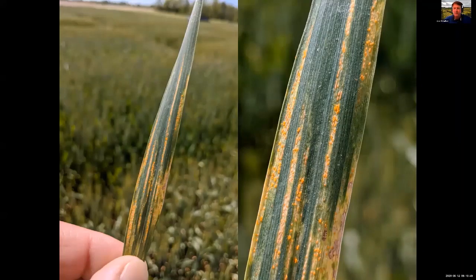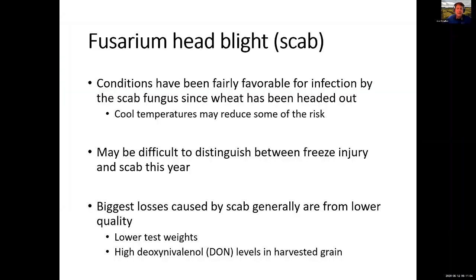I'm sure you're familiar with it, but you can see the orange pustules there on the leaf. And obviously this is called stripe rust because of the pattern that those pustules form on the leaf in a kind of linear fashion. So you may run into that as you're out looking at some of your fields, maybe looking for freeze damage. You may see a little bit of stripe rust out there.